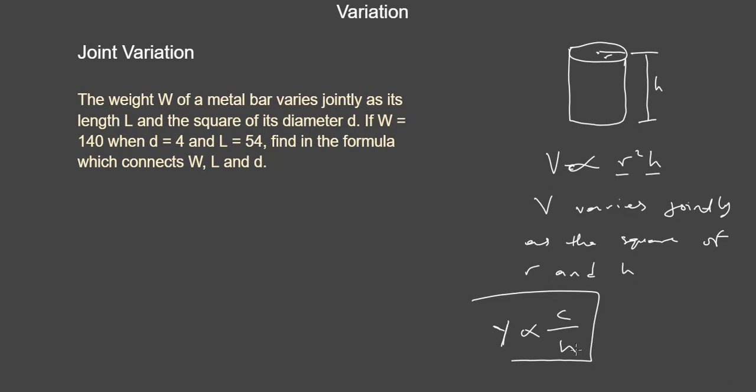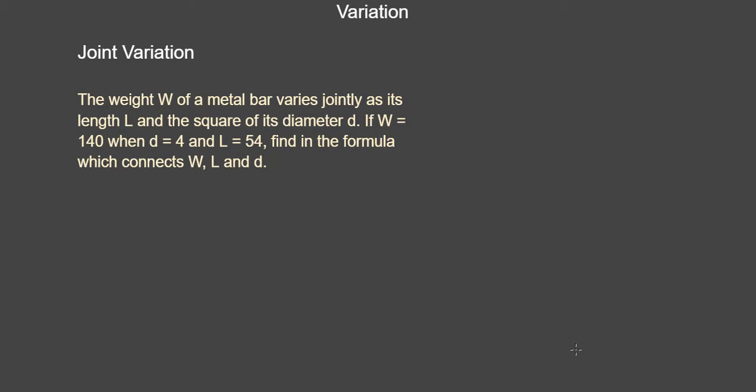So now let's use this idea to interpret this question before us. So the question says the weight W of a metal bar. So weight of a metal bar. So let's say you have this bar here, a metallic bar, right? And this metallic bar, you want to look for a relationship or a formula that can tell you the weight, given that you know the length and given that you know the square of its diameter d.